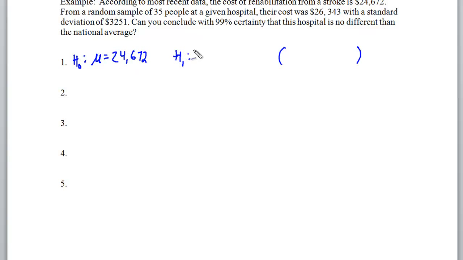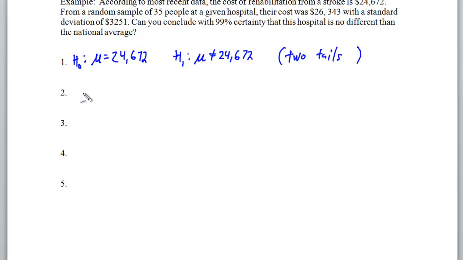The alternative hypothesis is pretty strict because we're looking that mu is not equal to $24,672. I'm not trying to make a claim that this hospital is greater than or less than $24,672. I'm trying to say that they're different, which makes this the first of our two-tailed tests. So this is a two-tailed test, so it has two tails.